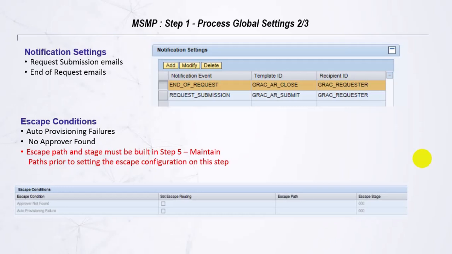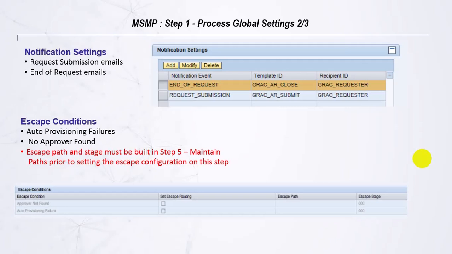Okay, only these two notification events. Even some of the notifications are available, but primarily we will use these two notifications. In the first notification settings, we have maintained recipient ID as GRAC requester.